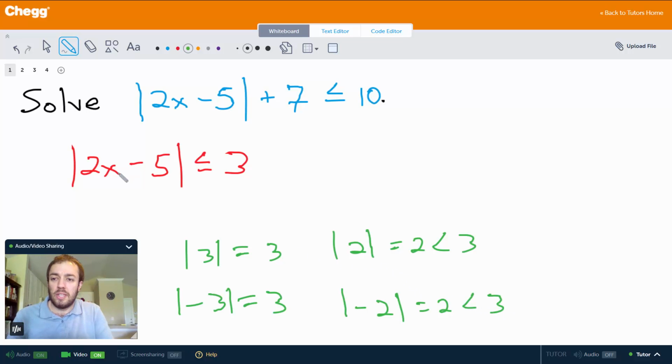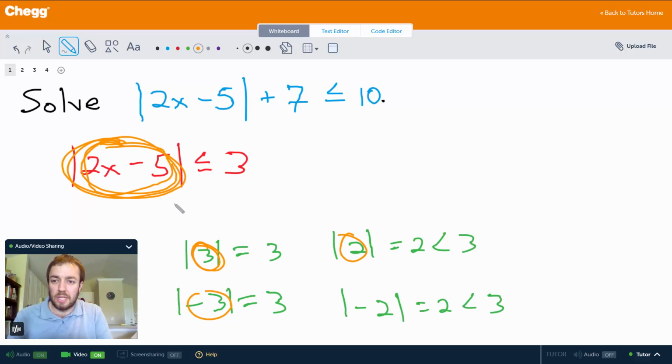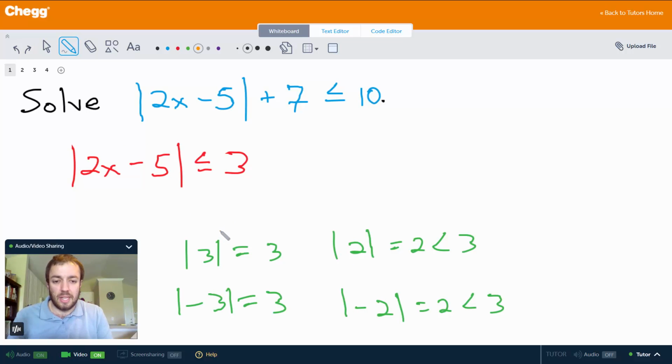Okay, so my point is that here, if 2x minus 5 is equal to 3, that's going to solve the equation. Or if 2x minus 5 is equal to negative 3, it'll solve the equation, right? Or if 2x minus 5 is equal to 2, or if 2x minus 5 is equal to negative 2, the inequality will be satisfied. So my point is that whatever's inside of the absolute value symbols, we have to have the absolute value of that be less than or equal to 3.